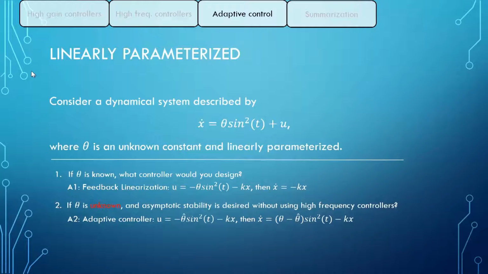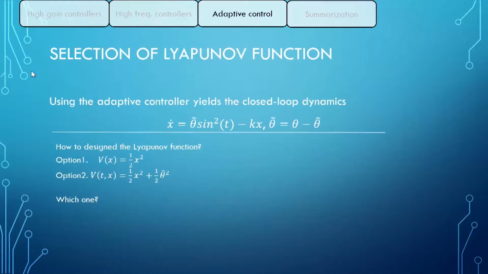We just define theta tilde to replace the error here, okay? So now we need to design the neighborhood function. Which one will you pick, option 1 or option 2?